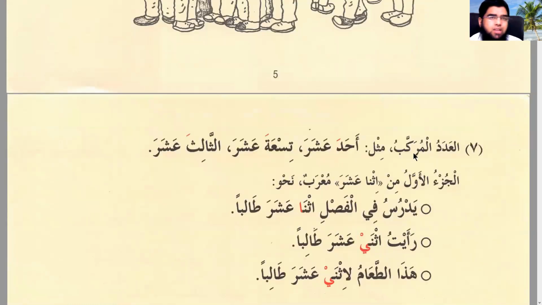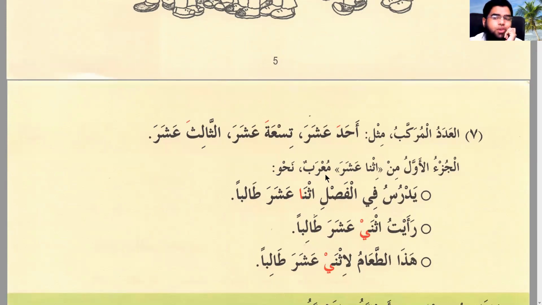Then numbers, 11 to 19 except 12. Mislu ahada ashra, always fatha fatha. Never you'll say ahadun ashrin. No, it's always fatha fatha. Ahada ashra, tisat ashra, 19. Thalatha ashra, this is ordinal numbers, 13th floor. Al-juzul awal min ithna ashra mu'arabun. He gives an exception that 12, isna ashra, is mu'arab because it becomes ai, isnai.